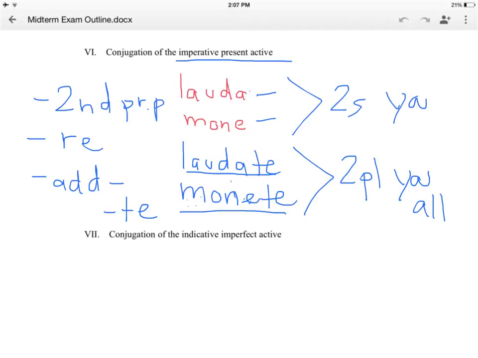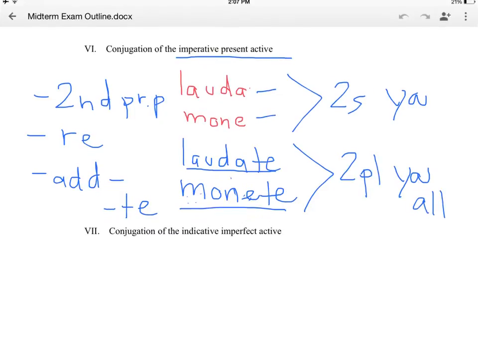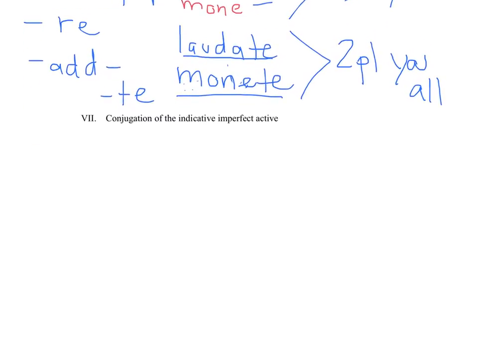Point number 7 is the conjugation of the indicative imperfect active. So verbs are identified by mood, tense, and voice. Mood is indicative, that's for assertions about reality. Imperfect is past tense that is ongoing or progressive, and active is the voice, meaning that the subject does the action rather than the passive voice in which the subject receives the action.